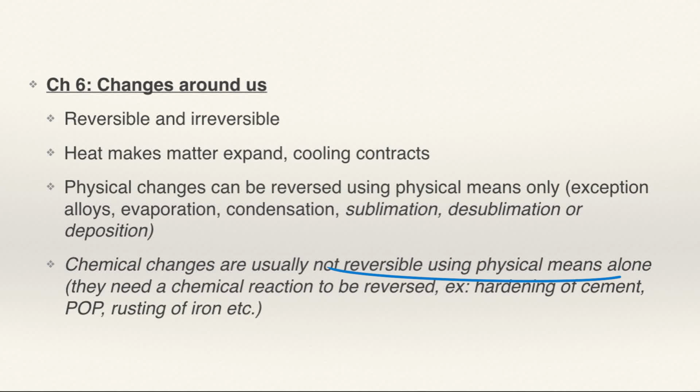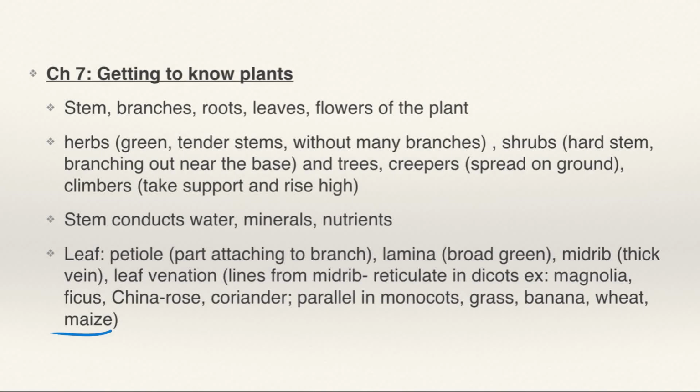For example, if cement is hardened or an egg is boiled, it is a chemical change. So you cannot just cool the egg and it will become like the original one. For example, formation of POP, rusting of iron, all these are chemical changes.